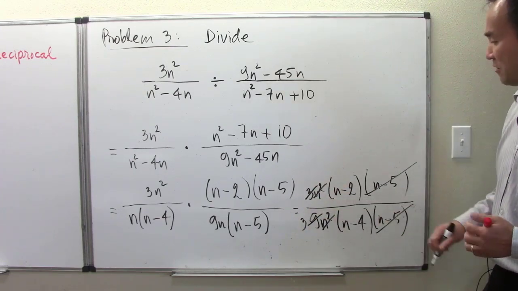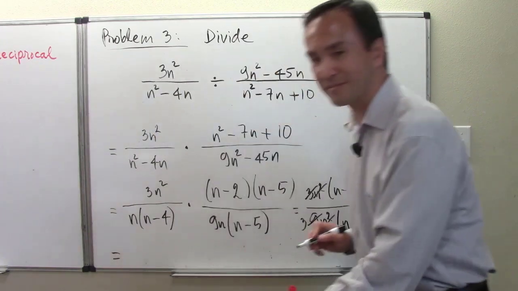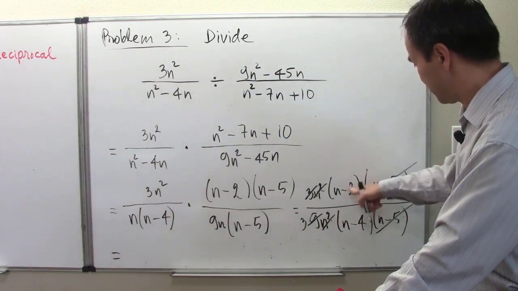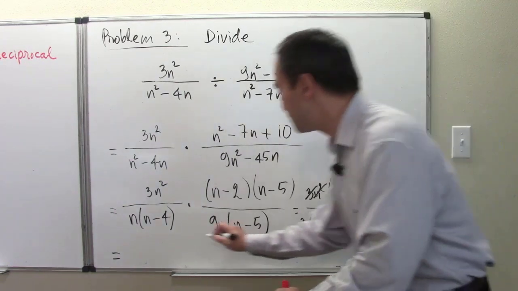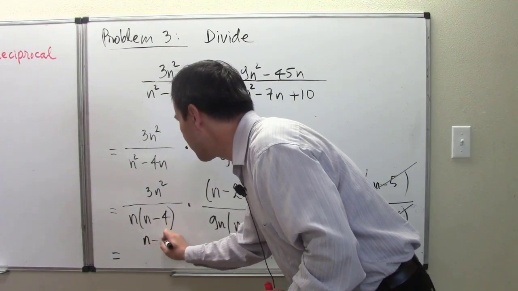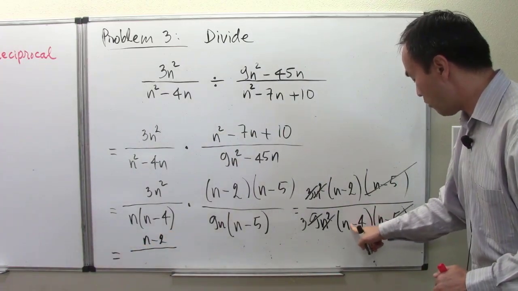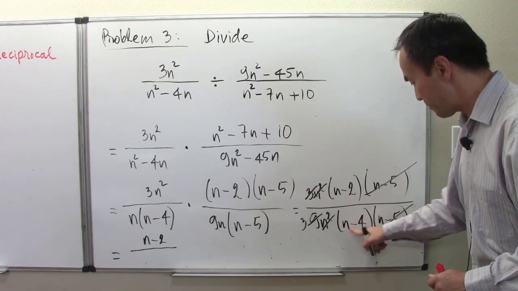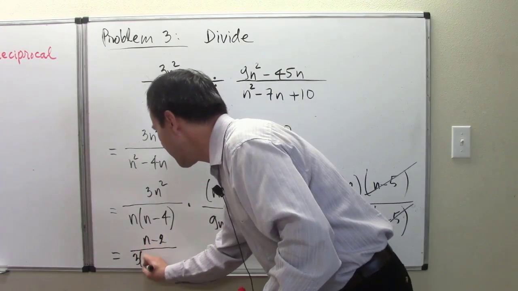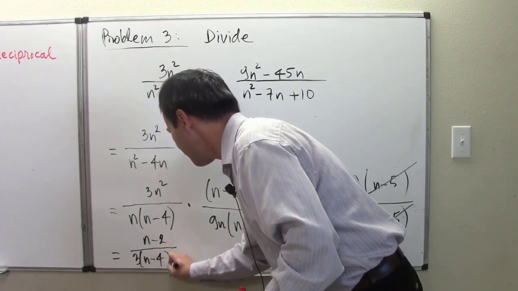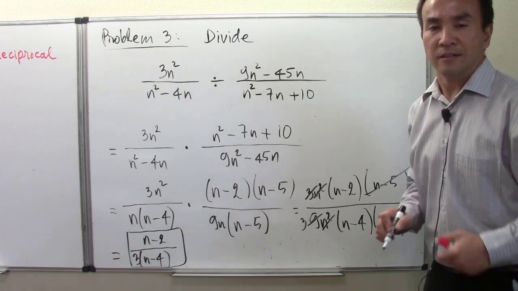And so now our final rational expression, making it equal: in the numerator, the remaining factor really is just the n minus 2. So now I'm looking at n minus 2 divided by, and then in the denominator, the only remaining factors are n minus 4 and 3 right here. So we can write it as a 3, and then in parentheses, n minus 4. Now we have found the final rational expression.